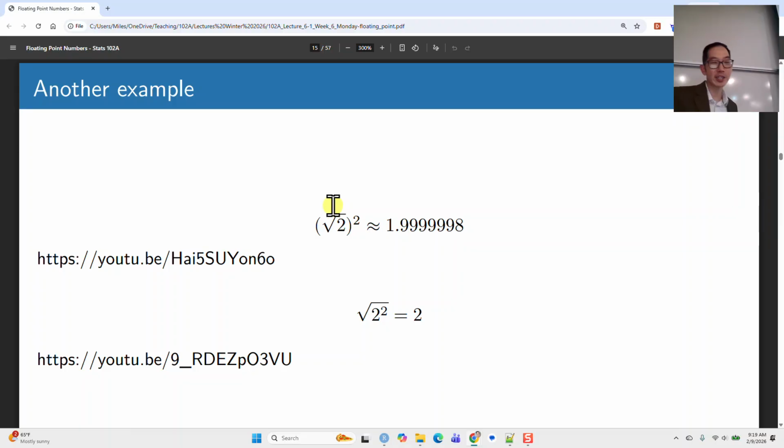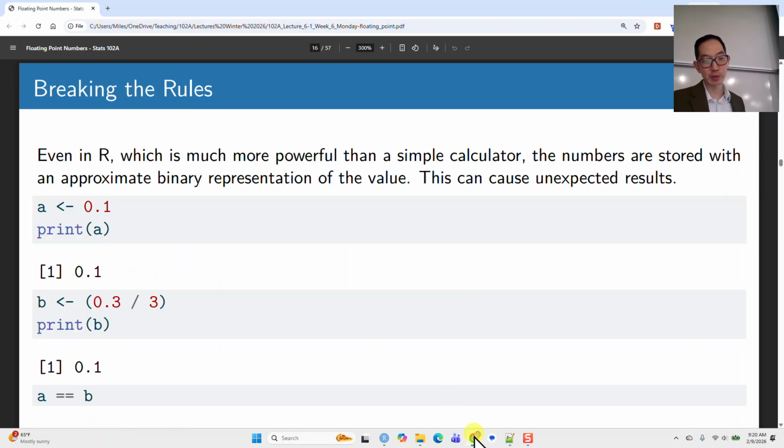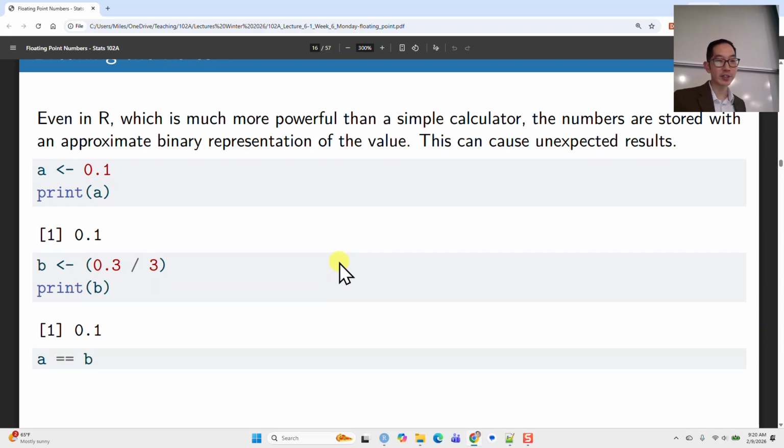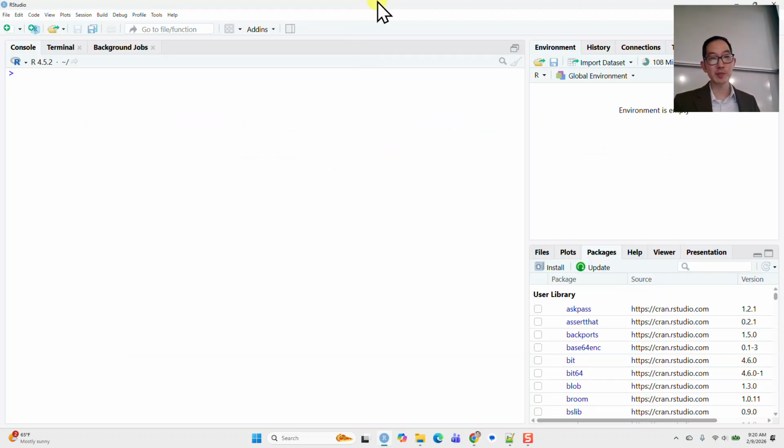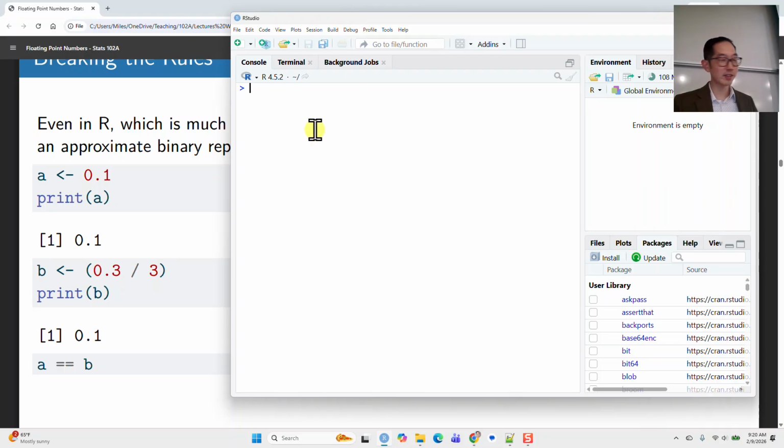But again, we've broken some rules of math. With real numbers, these should be exactly the same. But we're not working with real numbers, that's the issue. We're working with calculator numbers. Here are some more examples, which you can try out in R.